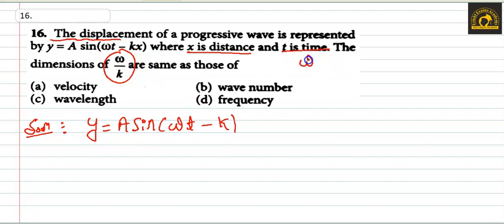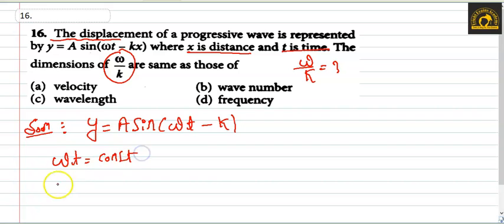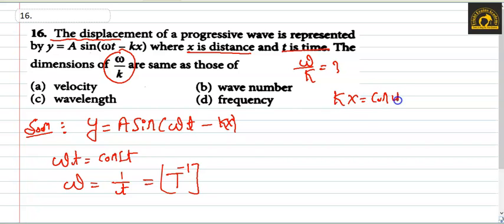Okay, so that is omega divided by k, equal to what? What about the dimension formula? First one is omega t, it is a constant. So then omega is equal to 1 by t, that is equal to T to the power of minus 1. Similarly kx is constant. Then k is equal to 1 by x, x is the distance. Distance means it is L to the power of minus 1.